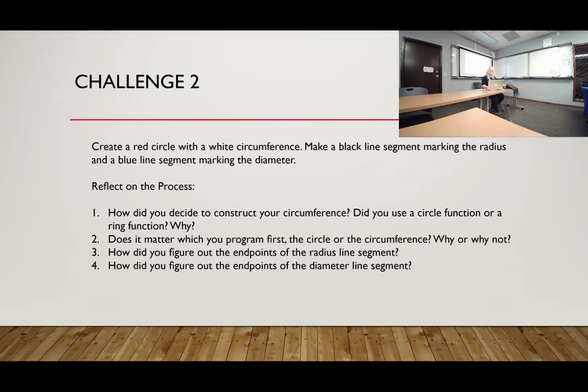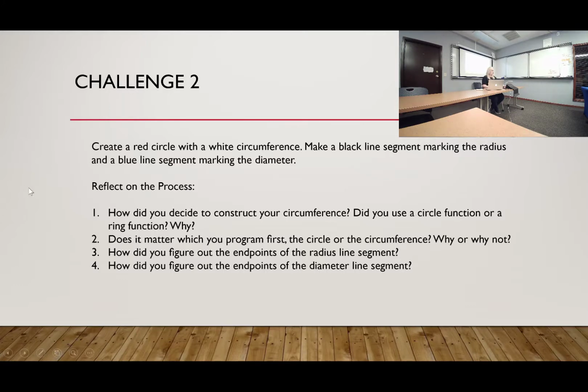So I'm going to start off with the goal of this challenge: for students to create a red circle with a white circumference, and then to create a black line segment that will mark the radius and a blue line segment that will mark the diameter. So this again is where you can start pulling in some of your vocabulary. What is radius? What is diameter? Where do they go on the circle? This can all be done at the same time as they're coding. They can be talking about it, reinforcing those skills.